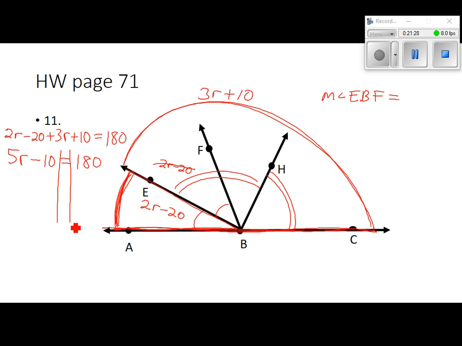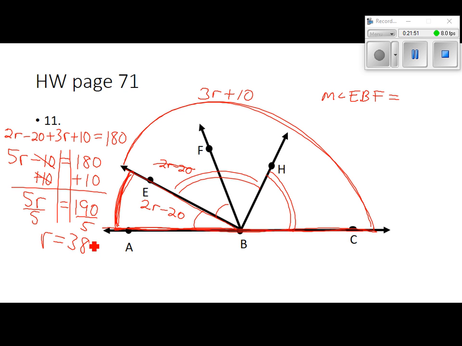How do you solve that? Tell me what to do. Plus 10. Somebody be reading the question as we're doing this and figuring out what we were trying to find. Oh, we already got it up here, don't we? So 5R equals what? 190. Now what? Divide by 5. 38. 38? Is that our answer? No. What'd they ask us to find?